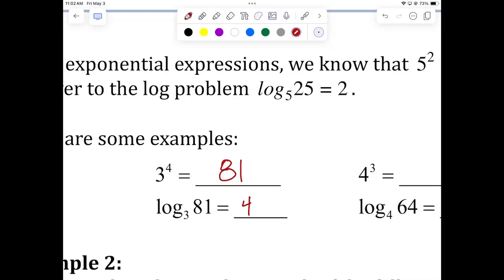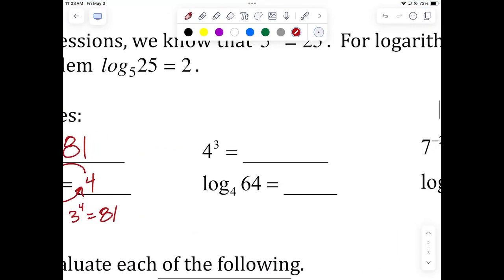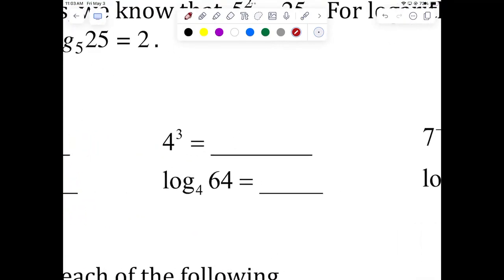And here's how we would justify it. Log base 3 of 81 is equal to 4 because the base 3 raised to the log's power 4 equals the desired result of 81. Okay, if you want to use that logic, it's easier to go from log to exponential. It makes more sense to me. 3 to the 4th equals 81. All right, let's do it over here. What's 4 to the 3rd? 64. So guess what log base 4 of 64 is? 3. The log is the exponent.